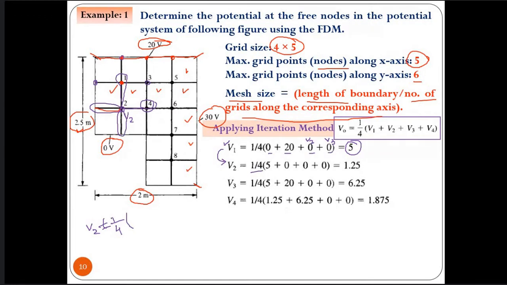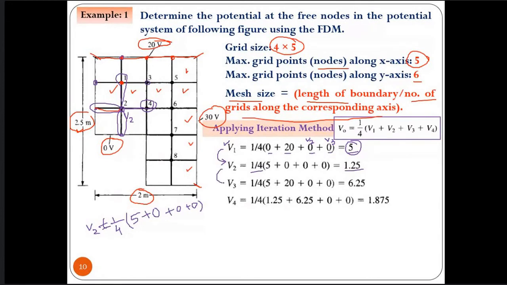Now you write down the equation, 1 by 4. Then what about the value of V1? 5 volt, because it is calculated in the previous step. Next, what about V4? V4 is unknown, so we are approximating it as 0. What about the potential of these two fixed nodes? They are also 0. So it is 0 plus 0. So V2 is calculated as 1.25.